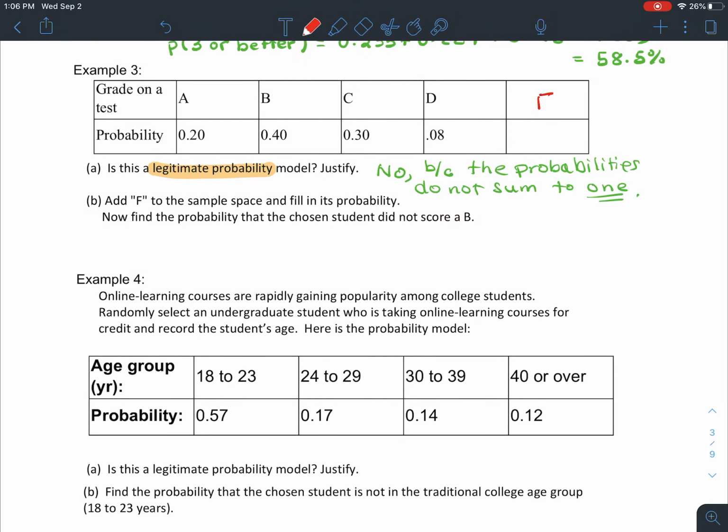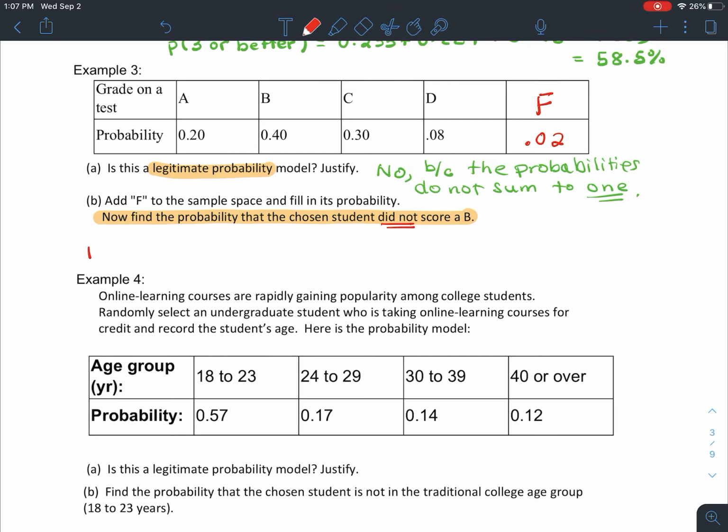Okay, it has to sum to 1. And so then it says here in part B, add F to the sample space and fill in the probability. Okay, so I'm going to add F, and so if this is the entire sample space, A, B, C, D, and F, then I have to take whatever lingering probability would need to go here so that this would sum up to 1. Okay, so I believe that that would be a 2% chance of getting an F.